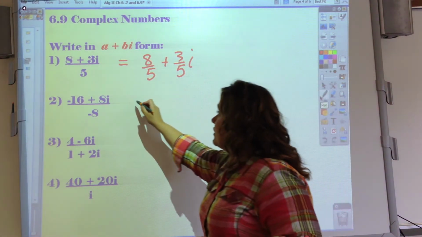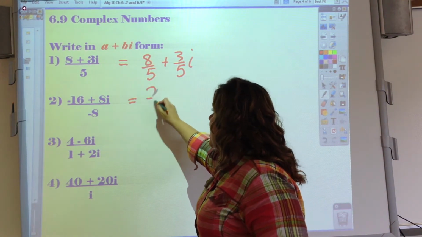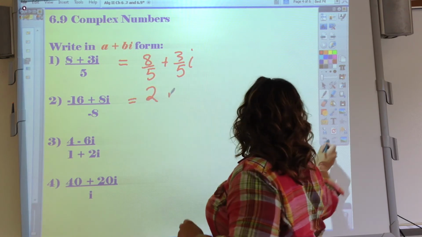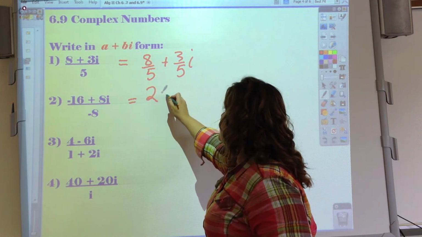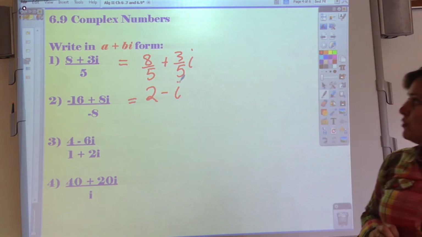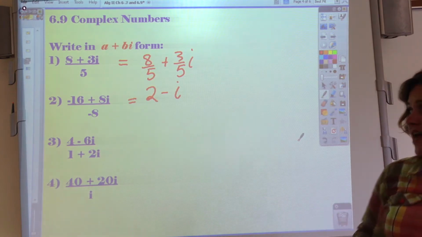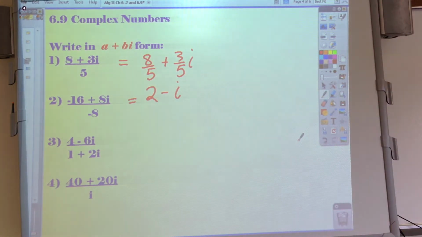Number 2 here, I would get a negative divided by a negative becomes a positive 2. Positive divided by negative becomes a negative. In this case, my a value is 2 and my b value is a negative 1. Hopefully we're getting the hang of it. Number 3 takes it up a big notch. In fact, let's go ahead and do number 4 first.